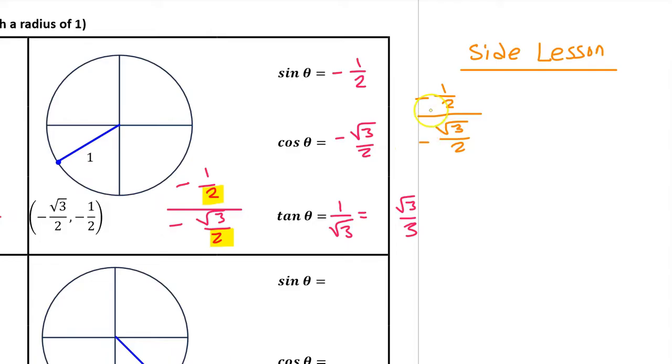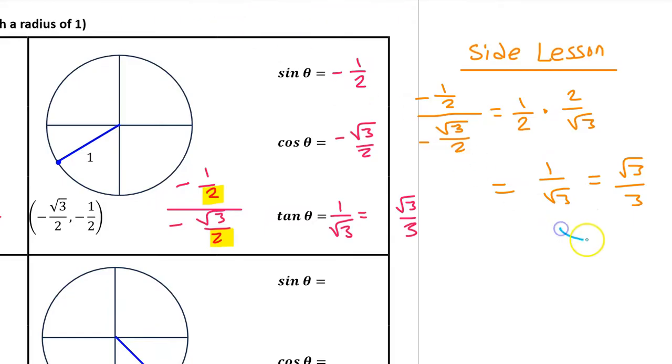Just to be extra thorough, let me show this in another way. When you divide a fraction by a fraction, you multiply by the reciprocal. So we will have 1/2 times the reciprocal 2 over radical 3. I dropped the negatives because a negative divided by a negative is a positive. And then the 2's cancel each other out. And we are left with 1 over radical 3, which is equal to radical 3 over 3.